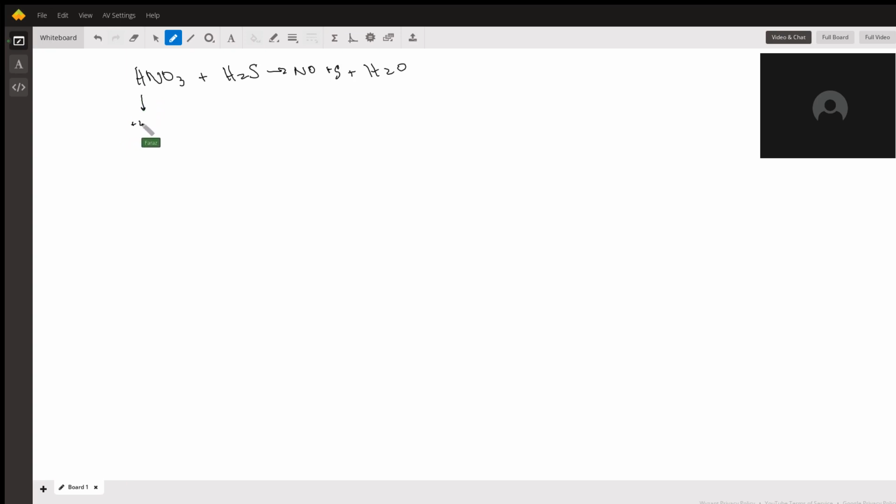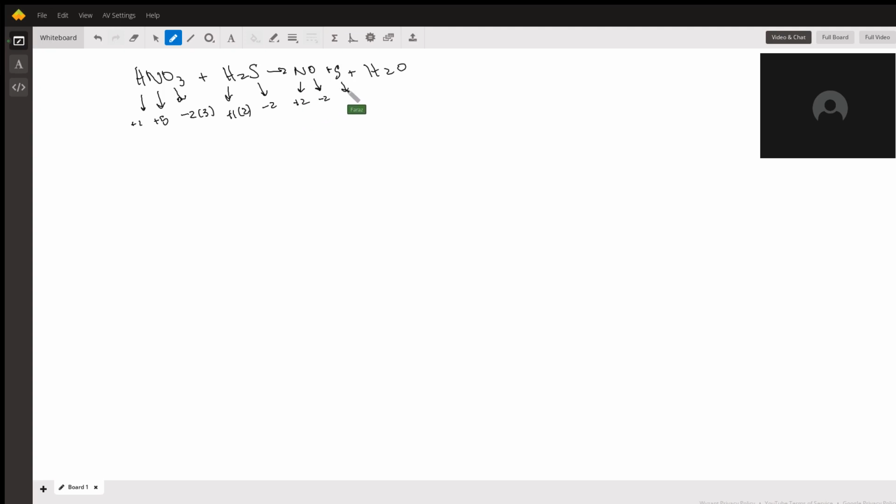Hydrogen has a plus one. Oxygen has a minus two, but there's three of them. So that's minus six. Minus six plus one is negative five. Since this is a neutral atom, this is going to be a plus five. Sulfur has a minus two, and then hydrogen here has a plus one, and there's two of those. Same thing here. This is a minus two. Therefore, this is a plus two.